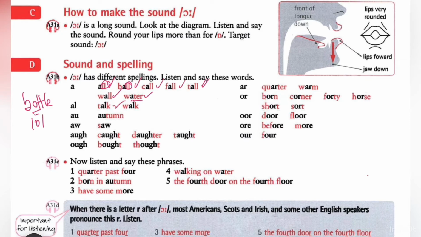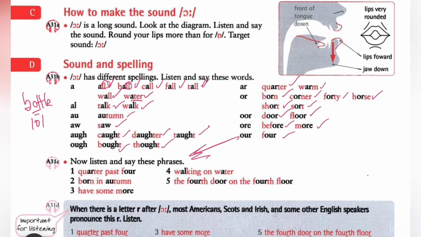Talk, walk, autumn, sow, court, daughter, taught, bought, thought, water, warm, born, corner, 40, horse, short, sword, door, floor, before, more, for. Okay, now let's see all these sounds but in context, right?